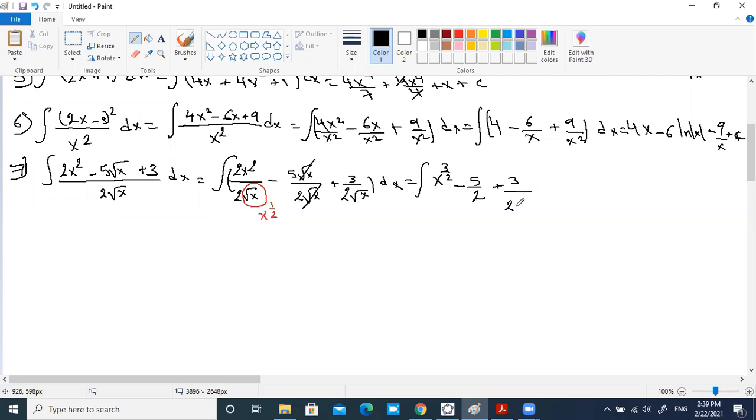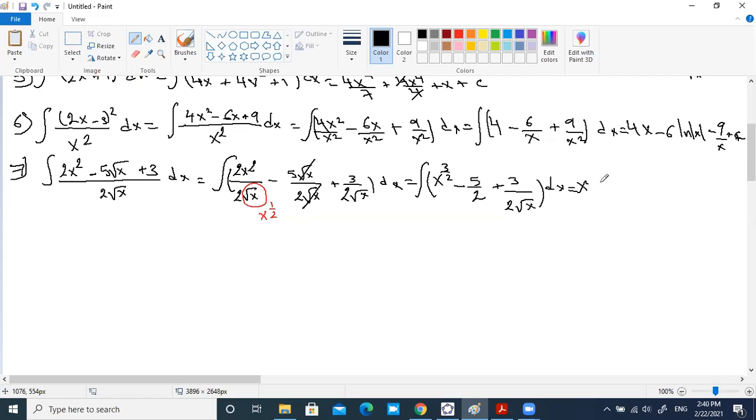There is no need. We have a shortcut. We have a rule for k over radical x: the integral of k over radical x is 2k radical x. Okay, so what will be the answer?